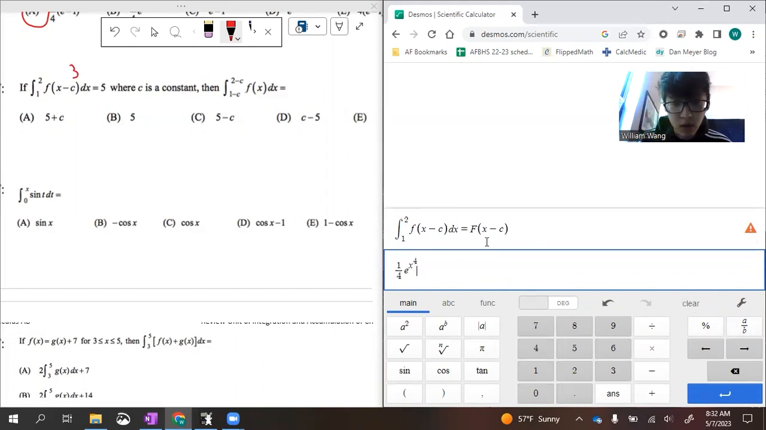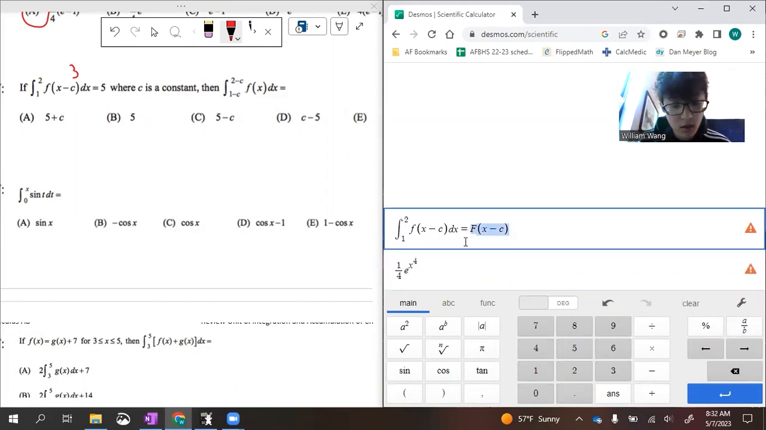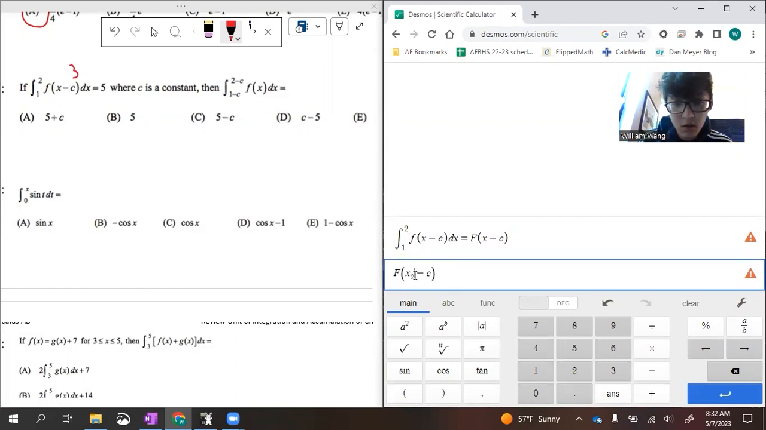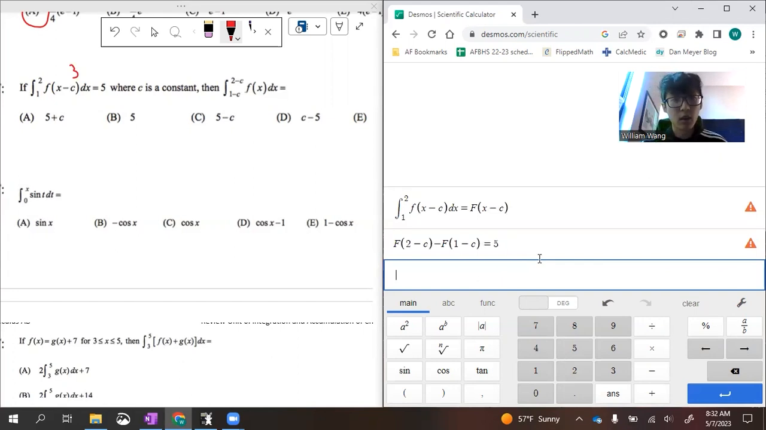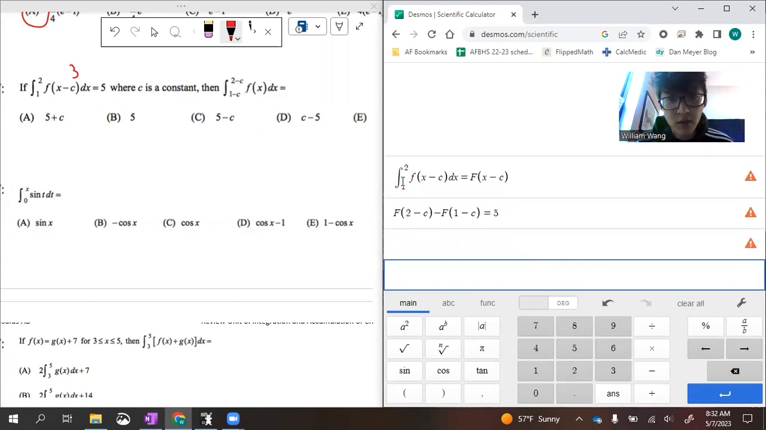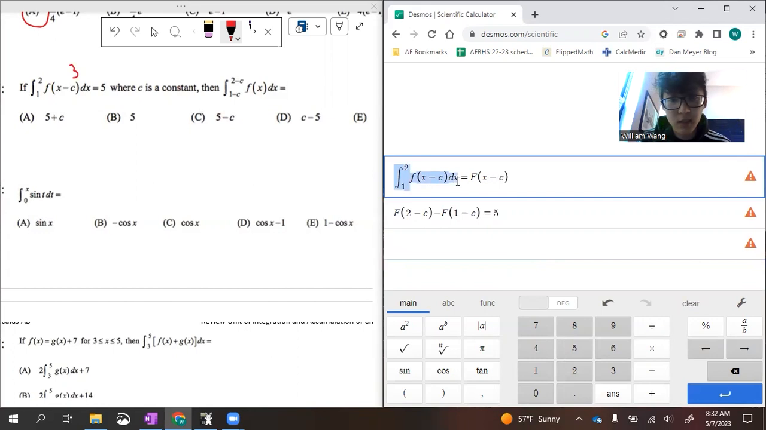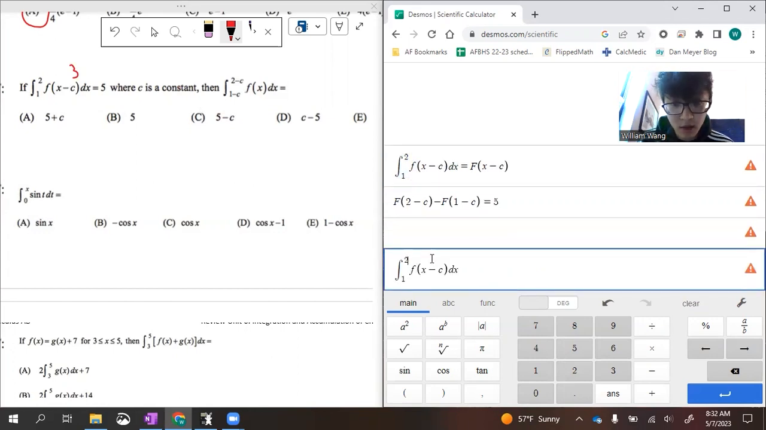I'm going to plug in 2, then subtract and plug in 1. And they said this integral is equal to 5. They give us this other integral: the integral of lowercase f of x dx, where my c's are somehow in the bounds, from 1 minus c to 2 minus c.